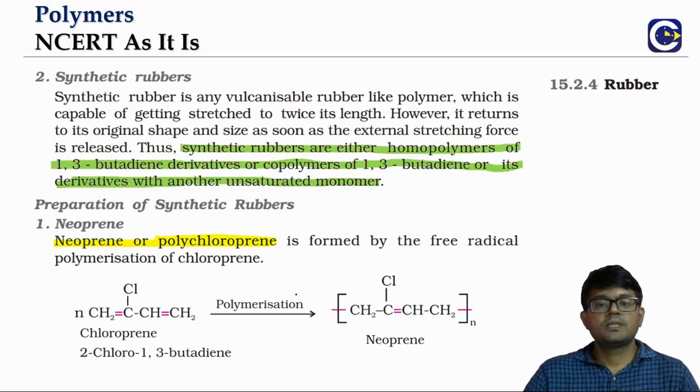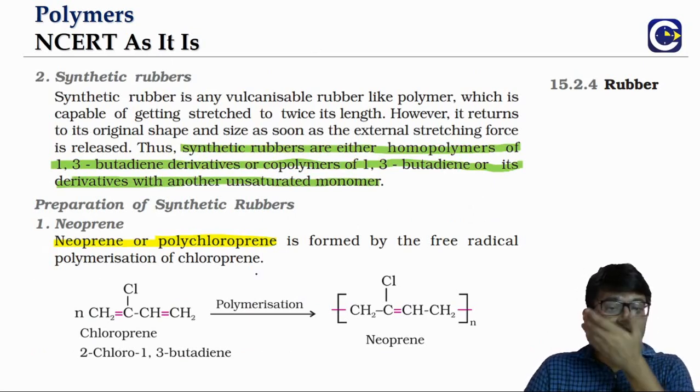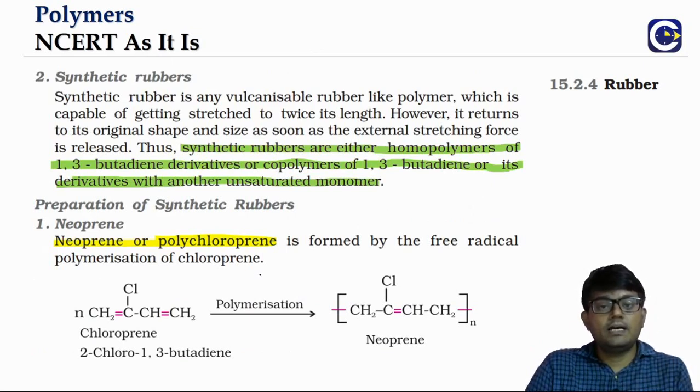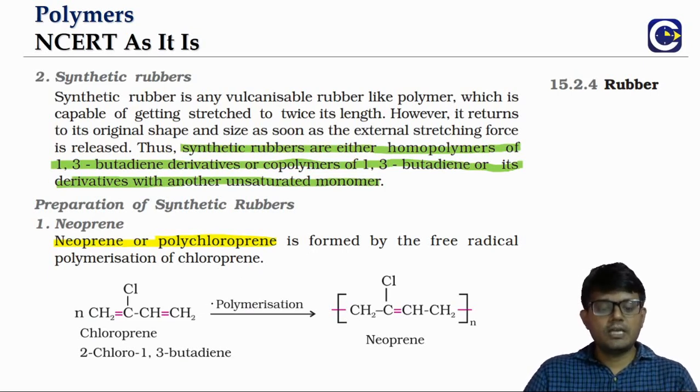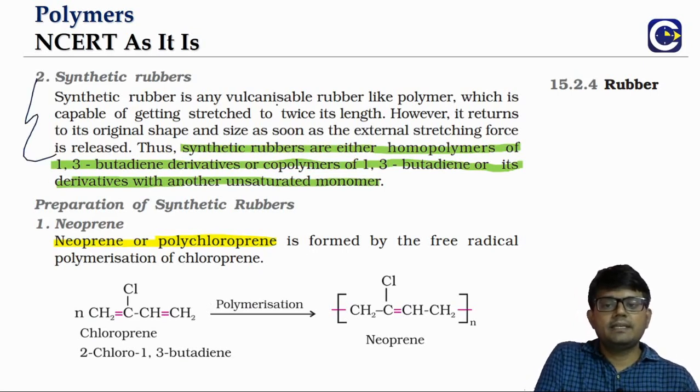Okay. Now the other alternative is, one way is, we process the natural rubber by doing this vulcanization. The other way is we obtain the synthetic rubbers. Synthetic rubbers are supposed to have better properties than the natural rubber. So synthetic rubbers, right? Okay.